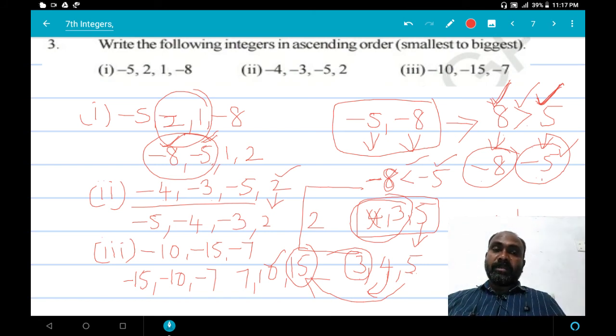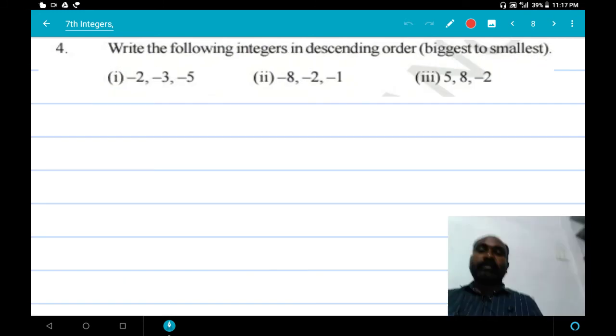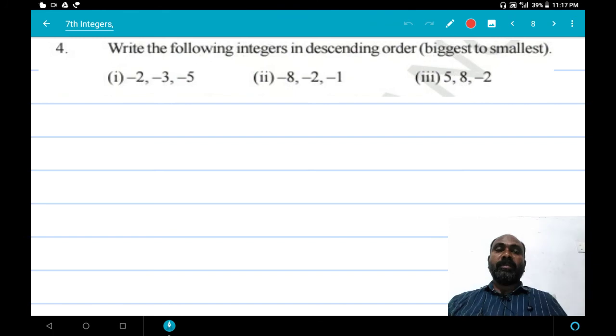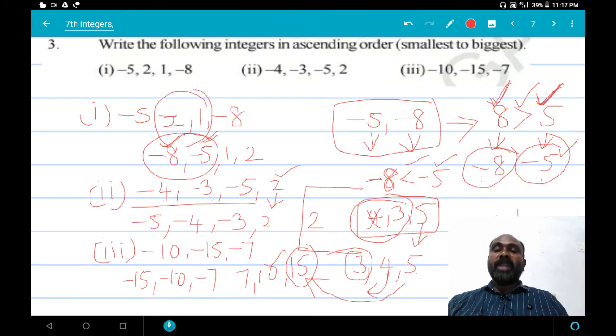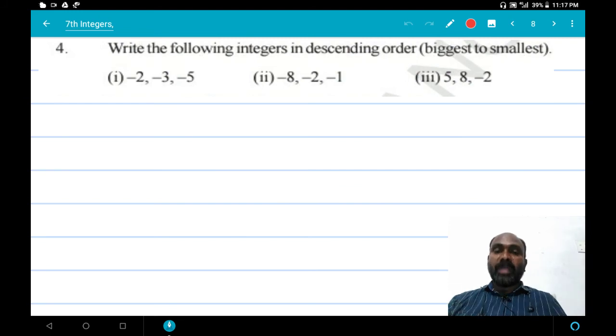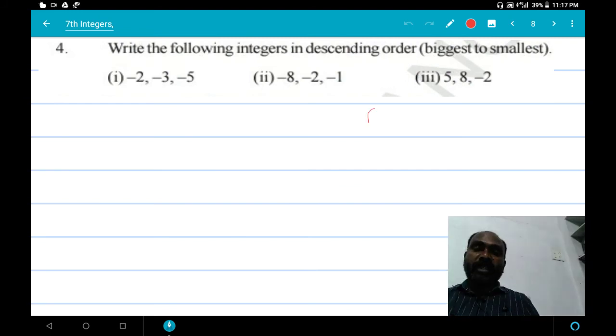Okay. Here, as it is the same, write the following integers in descending order, biggest to smallest. Here it was smallest to biggest, here biggest to smallest. That is the homework.